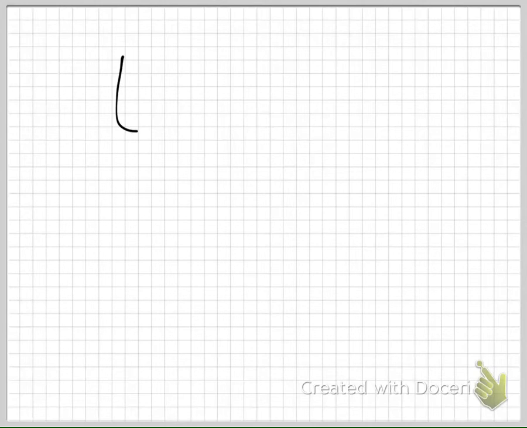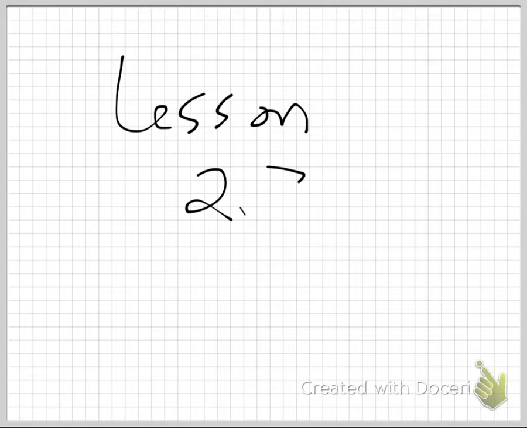All right, this is lesson 2.3 in algebra. Oops, not 6, 2.3. This is solving multi-step equations. Okay, again, you have done almost all of this before. This is nothing new. I am going to start from the beginning.